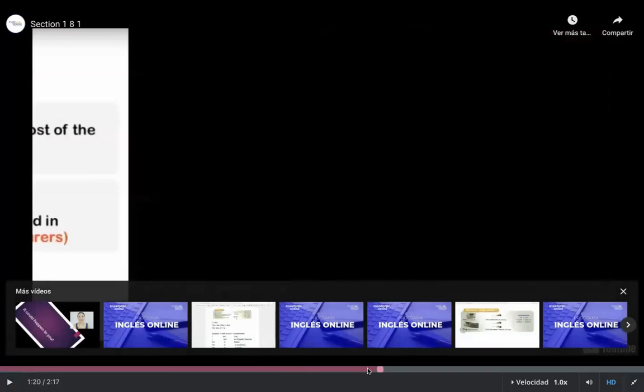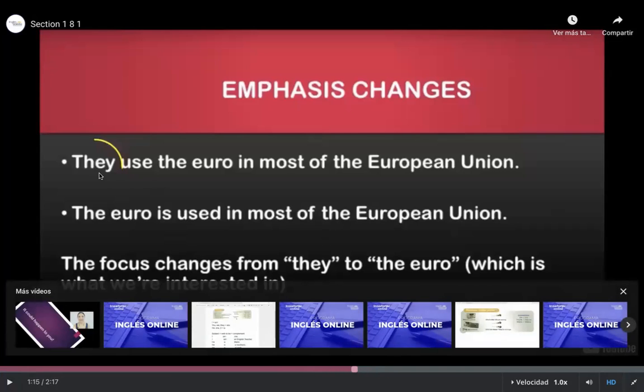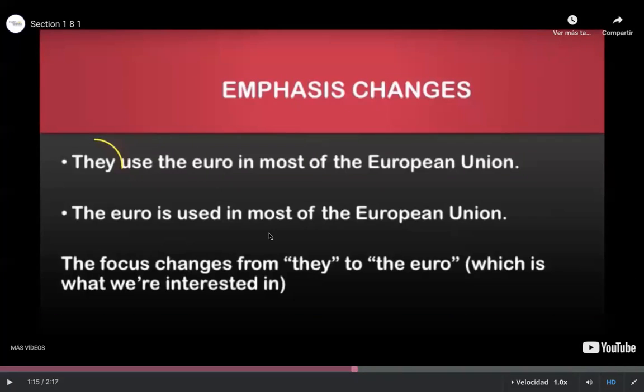Okay. So as we can see in that example, the first one is active, and to change it, we only change the focus, not on the people, but on the object. In this case, the object is the euro. And that's how we make the passive. Change focus from the person, in this case, they, to the object, in this case, the euro. The same as yesterday, but now no by, because it's general, it's not necessarily one person.